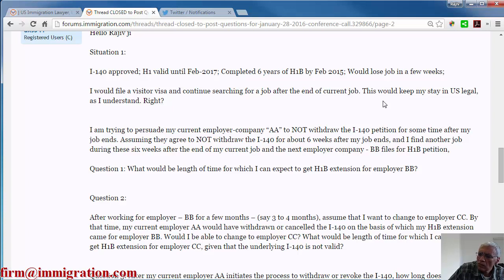Okay, so my I-140 was approved in November 2014. So let's say this rule gets approved in 3-4 months. So they will apply to the I-140 that was approved in November 2014, right? I don't know what the chronological coverage of the rule will be, but I suspect they will cover existing cases. That's my guess.